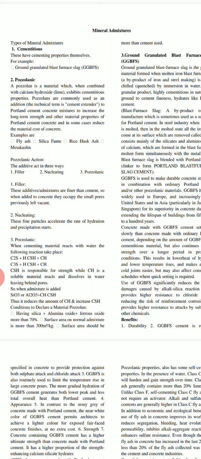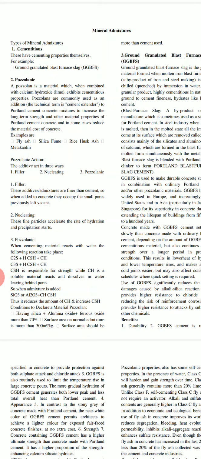And next we have pozzolanic mineral admixtures. What are pozzolanic mineral admixtures? A pozzolana is a material which, when combined with calcium hydroxide, exhibits cementitious properties. So what are pozzolanic properties? Take any material, for example fly ash, silica, or rice husk ash. Mix that material with lime, and it will exhibit cementitious properties, like the properties of cement.